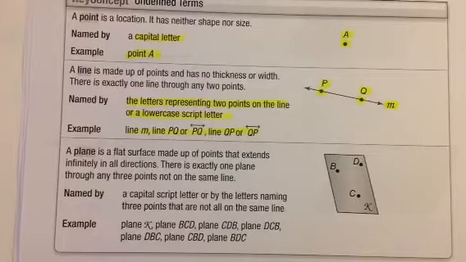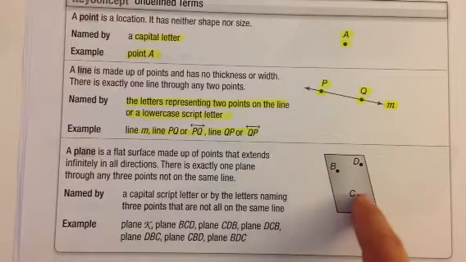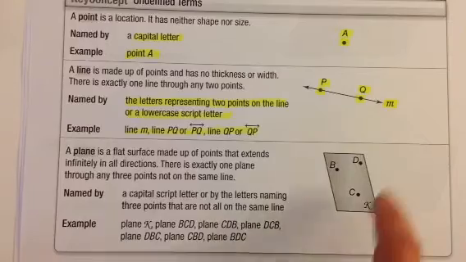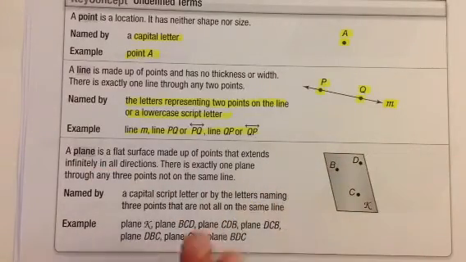A plane is a flat surface made up of points that extends infinitely in all directions. There's exactly one plane through any 3 points not on the same line. So I have 3 points in my example that are not on the same line. They define or determine that plane. Think of a plane as a sheet of paper extending forever.